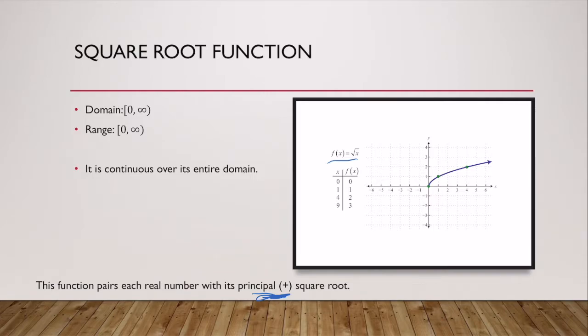So it maps 0, the square root of 0 is 0, 1, the square root of 1 is 1, the square root of 4 is 2, and the square root of 9 is 3. So this is what it looks like. It kind of looks like half of the I'm a Little Teapot dance.